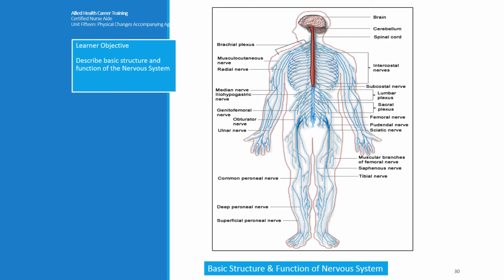So let's talk about the nervous system. Now, the whole point of the nervous system is that it is the way that the body sends and receives messages. So, the central nervous system is comprised of the brain and the spinal cord. Now, the brain is the control center of your whole body functions, everything that you do in your body functions. The brain is the control of it.